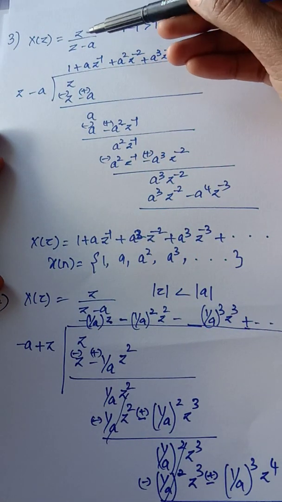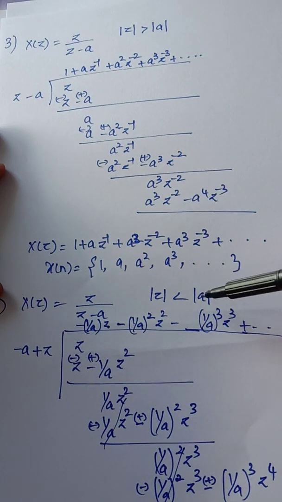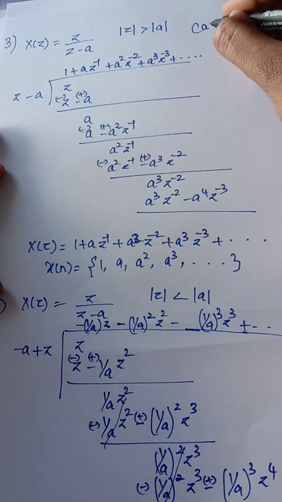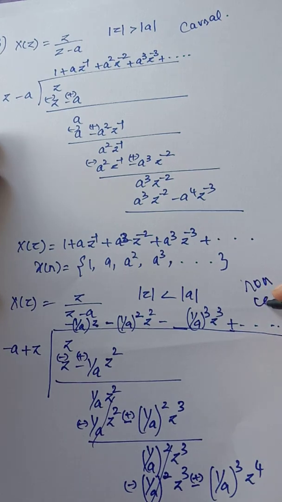Now consider this problem. X of z is equal to z by z minus a, for mod z greater than a. Here it is greater than a, so it is a causal sequence. For the other case, mod z is less than a, so it is a non-causal sequence.